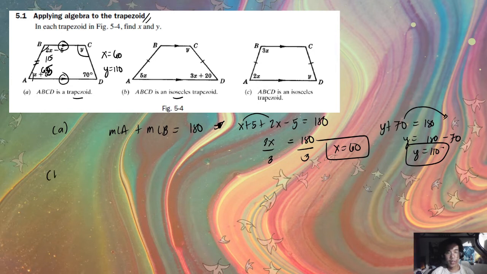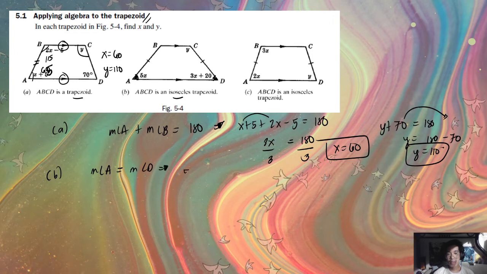Let's try letter B. For letter B, we have an isosceles trapezoid. If you have an isosceles trapezoid, one of its special properties would be its base angles. Now, the base angles of an isosceles trapezoid are congruent to each other. So the measurement of angle A is equal to the measurement of angle D.